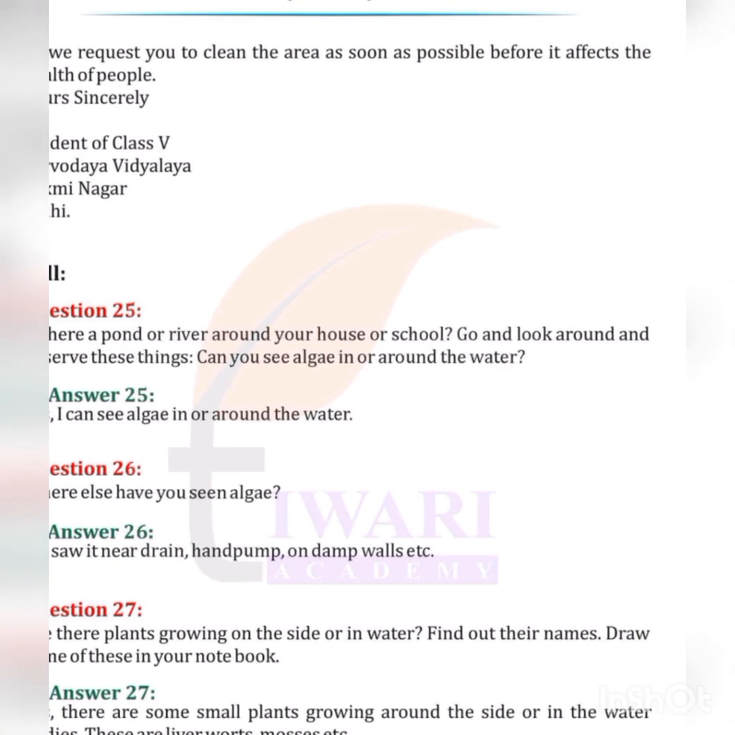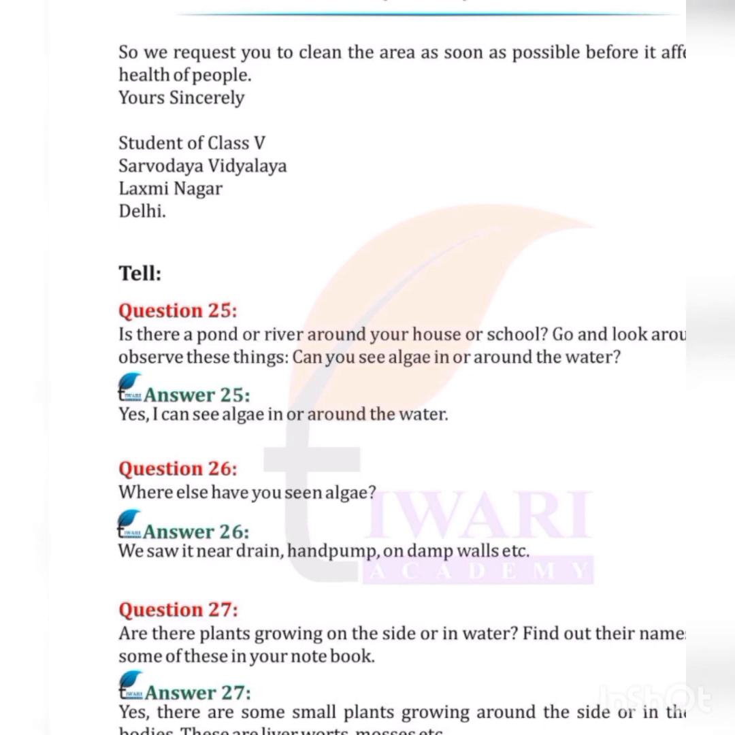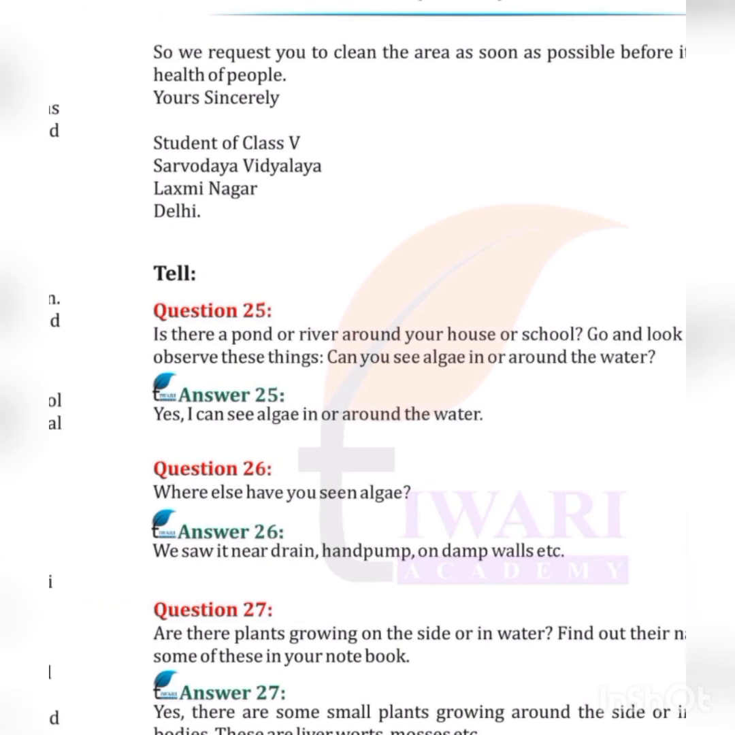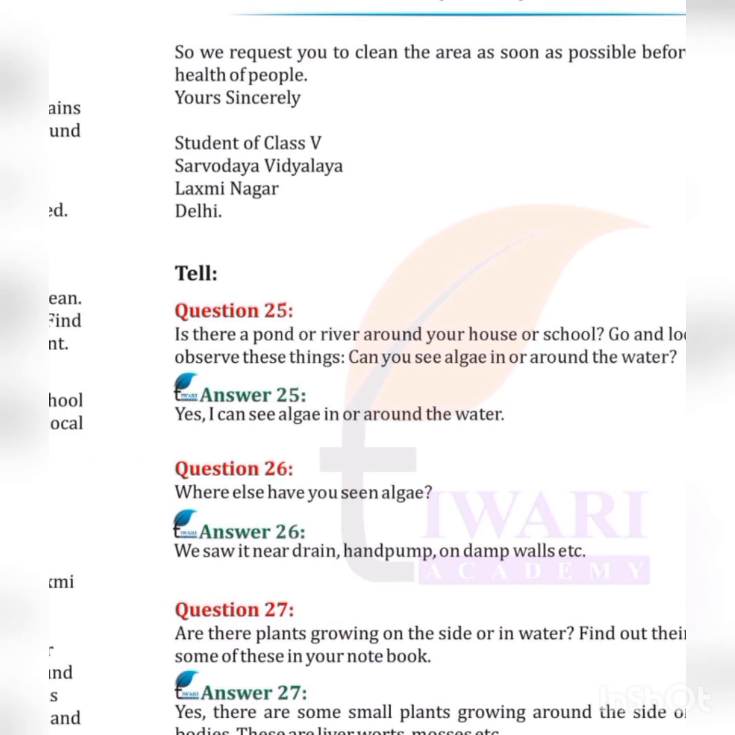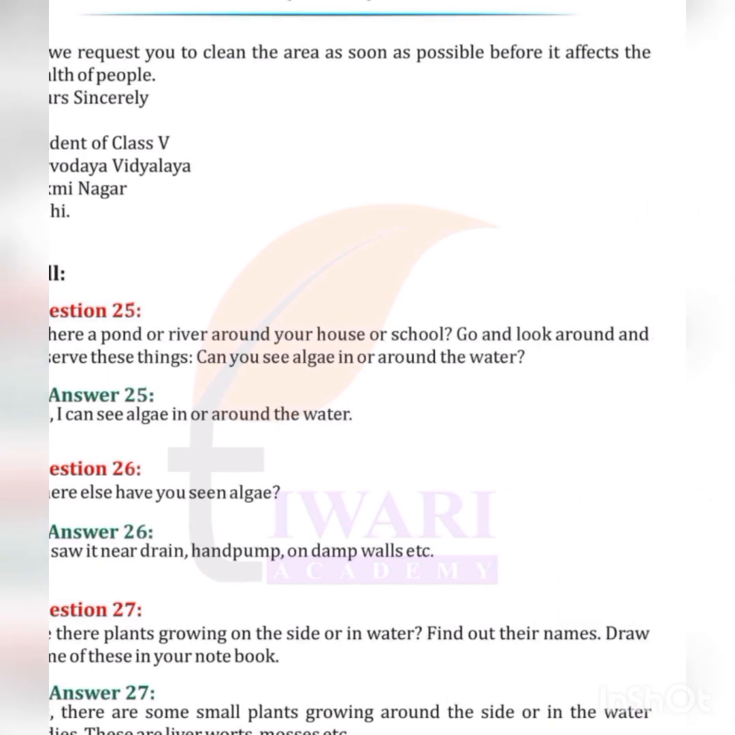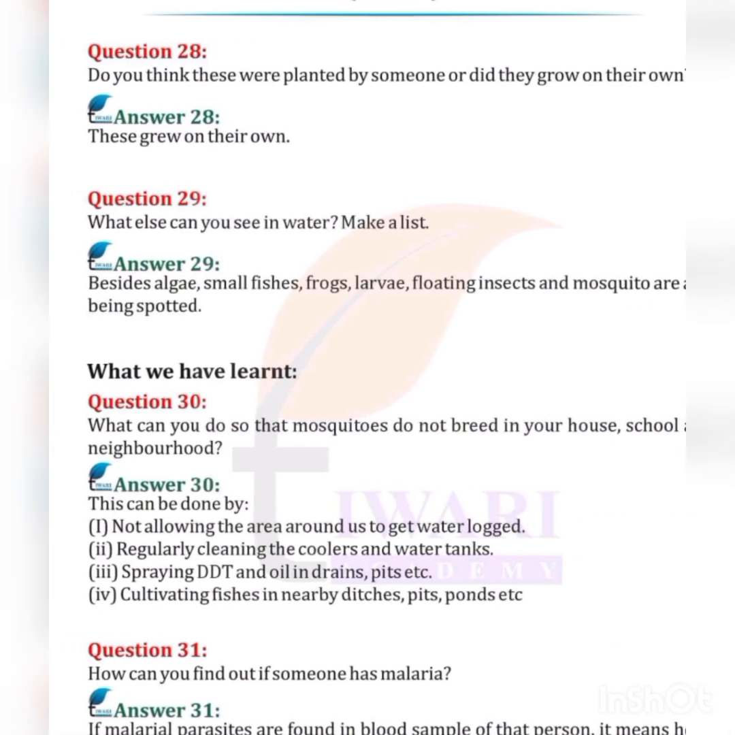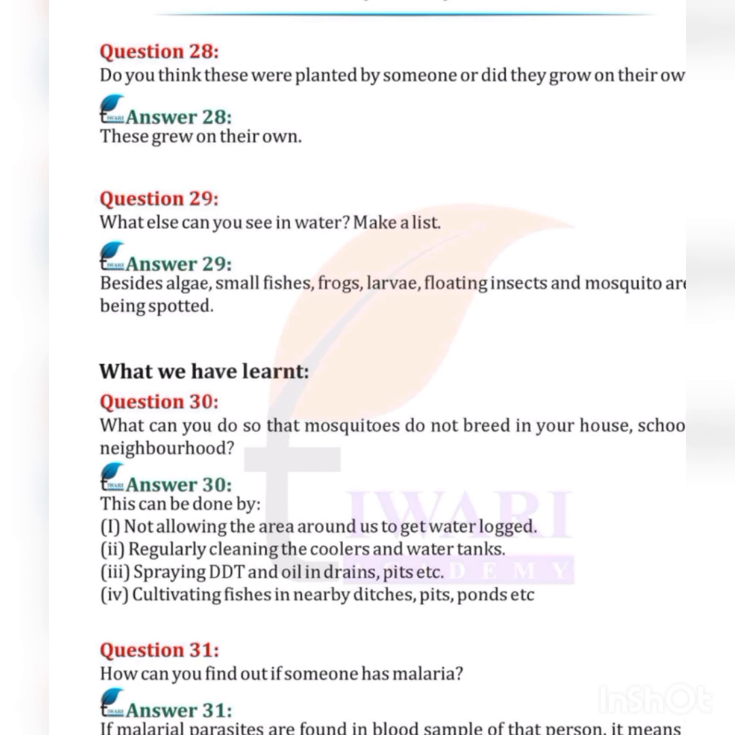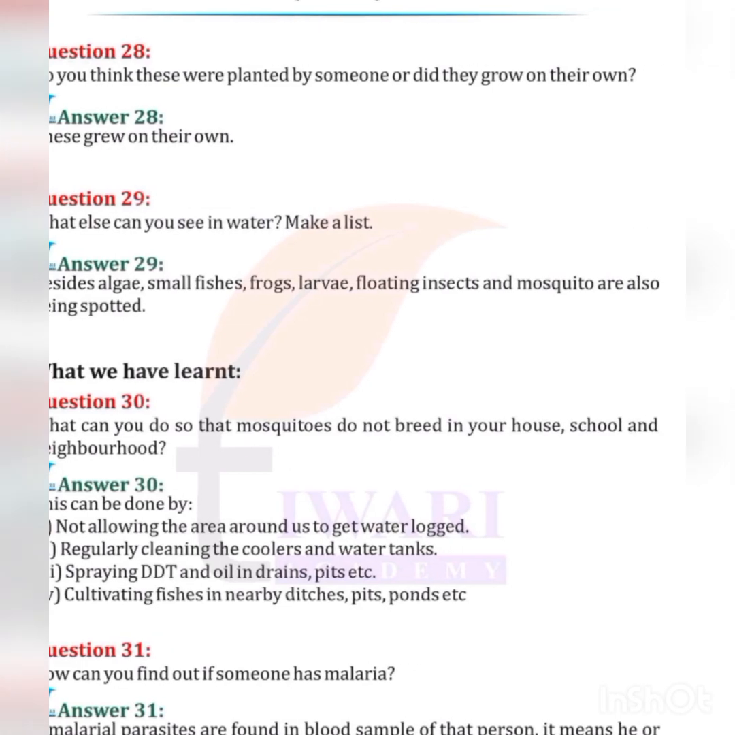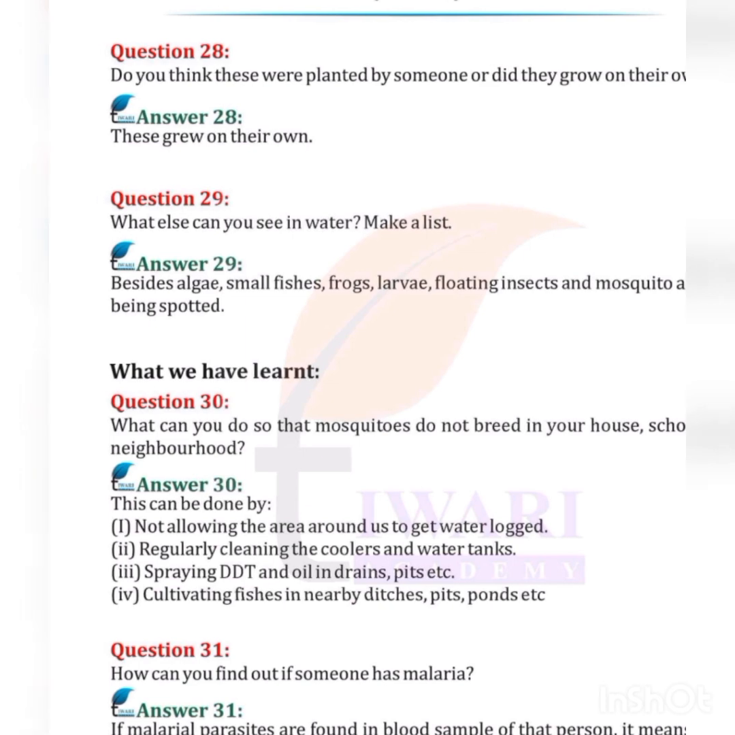Are there plants growing on the side or in water? Find out their names. Draw some of these in your notebook. Yes, there are some small plants growing around the side or in the water bodies. These are liverworts, mosses, etc. You can see the next question. Do you think these were planted by someone or did they grow on their own? These grew on their own. What else can you see in water? Make a list. Besides algae, small fishes, frogs, larvae, floating insects, and mosquitoes are also spotted.